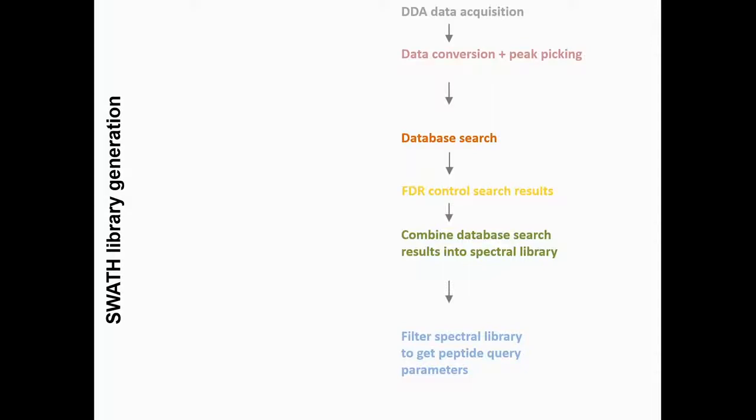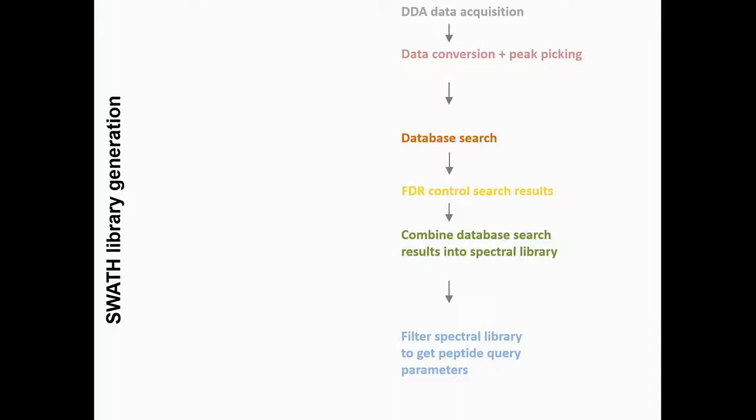The next thing that we do is to combine the database search results into a spectral library. This is mainly to reduce redundancy. If we have a particular peptide that we identify multiple times, we only need one representation of this spectrum in the library. This is so-called spectral library generation. Then we need to take this spectral library and apply a set of filters to decide from these spectra what are the fragment ions that we actually want to monitor, or to extract, in this peptide-centric analysis. And so this is the workflow.